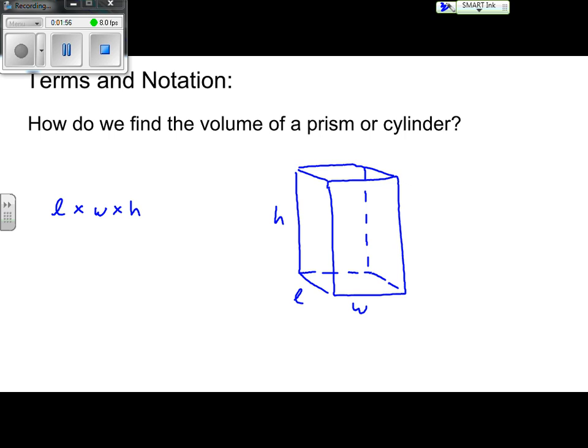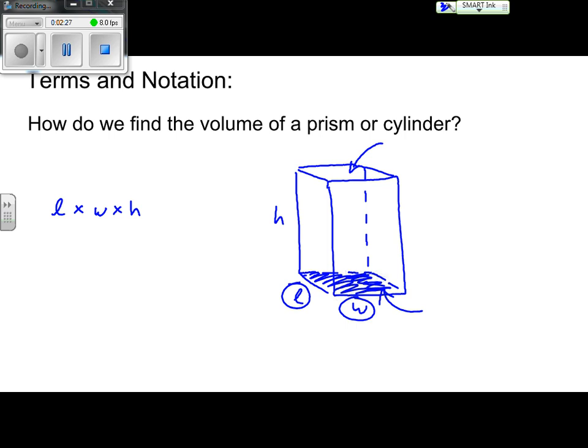But what are we really doing here? Well, if I just took the length times the width, what would that give me? Well, that would give me the area of this object's base. And remember, a prism always has two bases. They're parallel and they are identical in size, or congruent. So there would be a base at the top here and there would be a base at the bottom here. And in this case, they're both rectangles, but they could be trapezoids or octagons or anything like that.